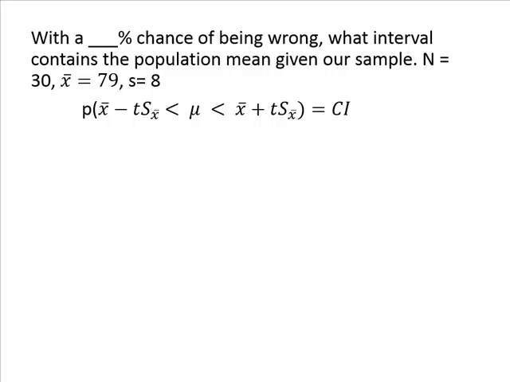I chose a different way of looking at this for a very specific reason. All right? I want to make sure we really understand what it is we're doing here. Now we have a sample. Our n is 30. Our sample mean is 79. And our sample variance is 8.